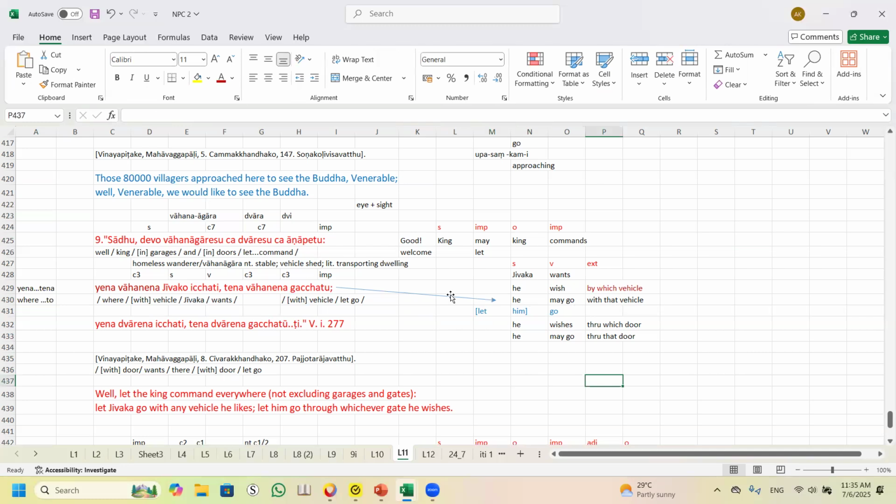This one, he wish by which vehicle. So you continue this line. Can you see the door there? And same again, he wish through which door? He may go through that door. So in this particular case, these two lines, that means you have to rephrase.